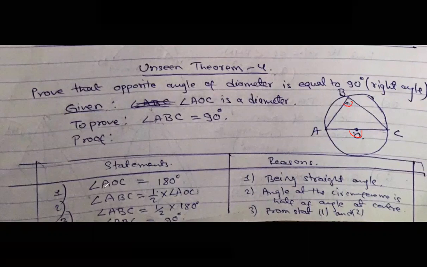The angle at the center is AOC. And the angle at the circumference is ABC. So ABC is half of AOC. ABC is half of AOC. Because the angle at the circumference is half of the angle at the center.